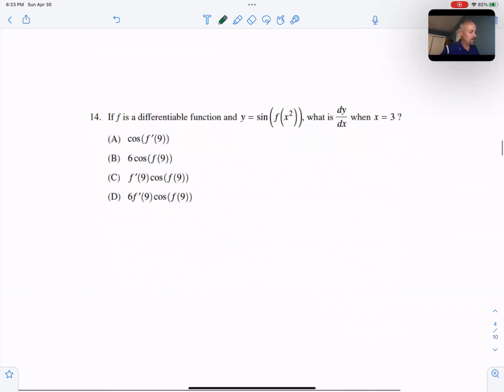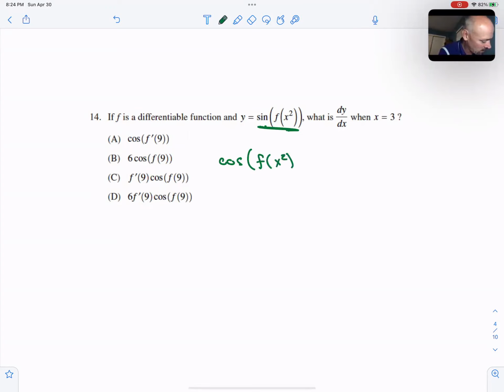All right, moving on. So if f is a differentiable function and y is equal to sine of f at x squared, what is dy dx when x is equal to 3? Okay, so we're going to take d dx on both sides. Looks like we've got chain rule, about 3 levels deep. So we should expect to have about 3 links in our chain. So I'm just going to take the derivative of the outside function. That would be cosine of f at x squared, right?